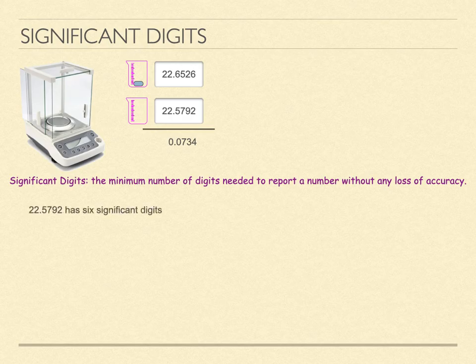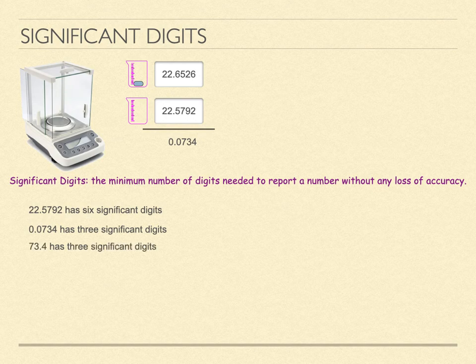The number 22.5792 has 6 significant digits. The number 0.0734 has only 3 significant digits. The leading zeros just help to define the magnitude. The weight of sodium nitrite is 0.0734 grams, or also 73.4 milligrams. Both numbers have 3 significant digits. We just shifted the decimal place around and used prefix multipliers in scaling them. The accuracy of both numbers is not in question.